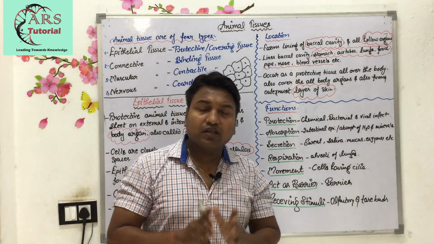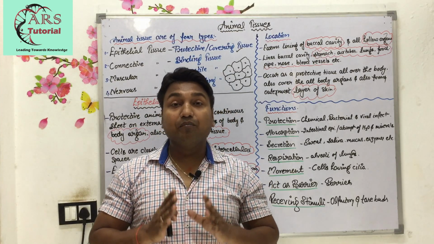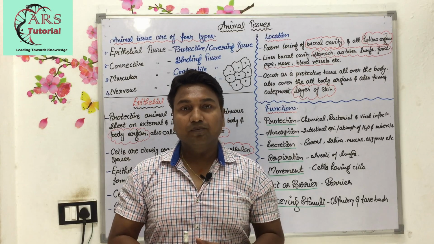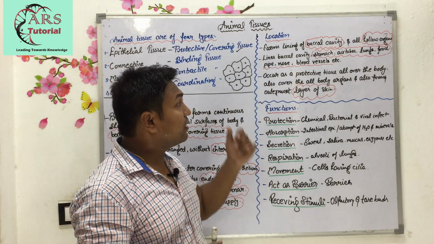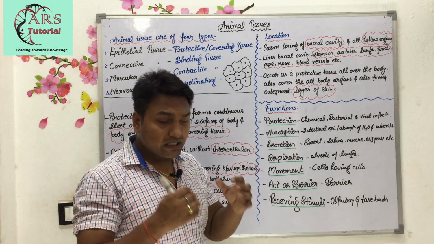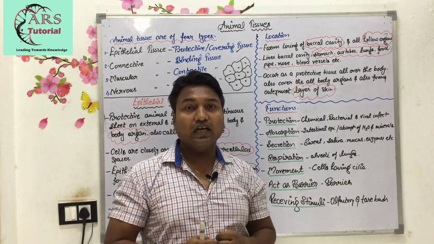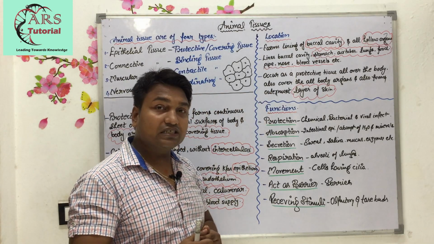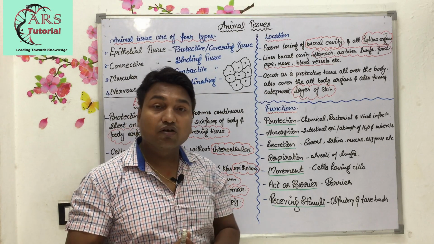So the epithelial tissue has a very important function, or you can say role, in our body. Now the next point is that it occurs as a protective tissue all over the body, meaning it covers our body as protective in nature. Also it covers all the body organs and also forms the outermost layer of the skin.